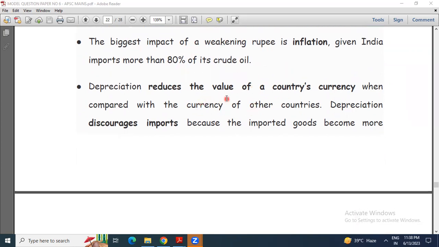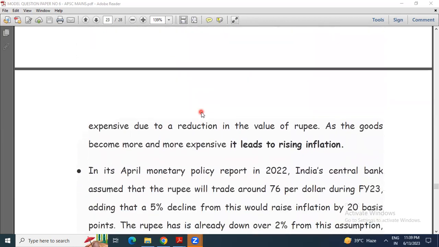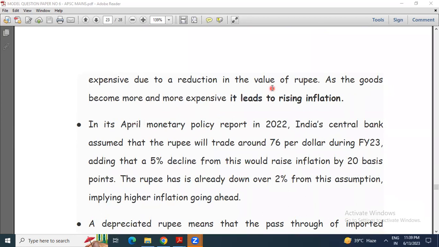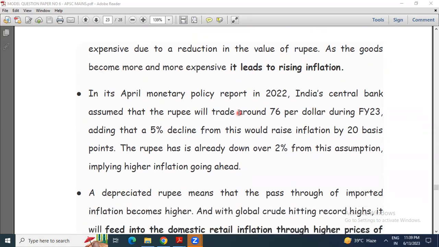Then depreciation reduces the value of a country's currency when compared to the currency of other countries. Depreciation discourages imports because the imported goods become more expensive due to the reduction in the value of the rupee. As the goods become more and more expensive, it leads to rising inflation.